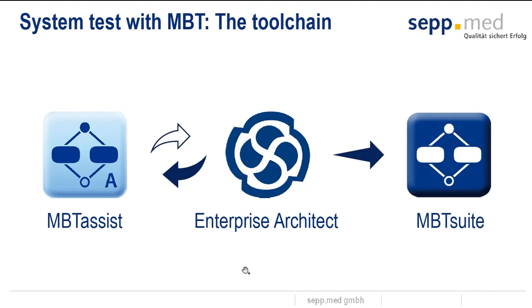First, we design a model in the Enterprise Architect. MBTAssist is used during the creation of the model. MBTAssist is a plugin for Enterprise Architect and helps to define the properties of the individual elements, such as the edges and nodes. Then, after the model has been built according to the requirements, we can import it into MBTsuite and generate the test cases there.